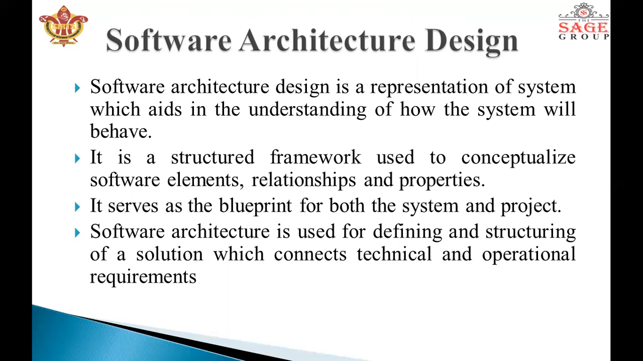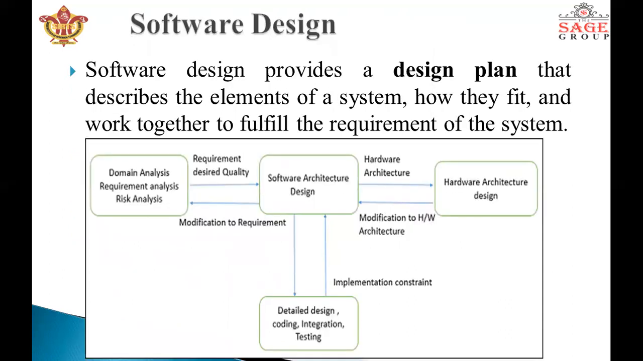Software architecture design is used for defining and structuring a solution which connects technical and operational requirements. So for software architecture, here you can see the diagram. Software design provides a design plan that describes the elements of the system, how they fit and work together to fulfill the requirements of the system. Here you can see the diagram.